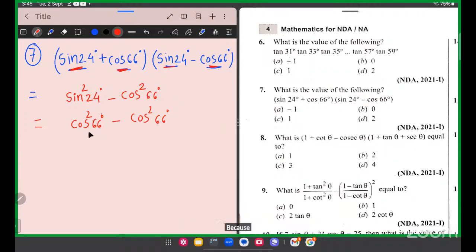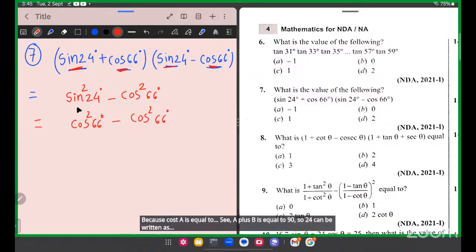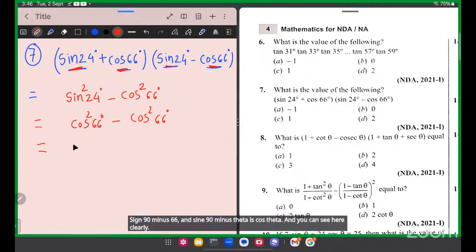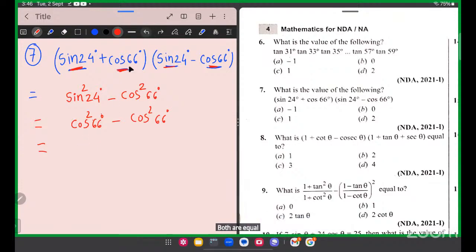Because cos A is equal to, see, A plus B is equal to 90. So 24 can be written as sine 90 minus 66, and sine 90 minus theta is cos theta. And you can see here clearly both are equal and there is a minus sign between them. So the answer is going to be 0. I hope it is clear.